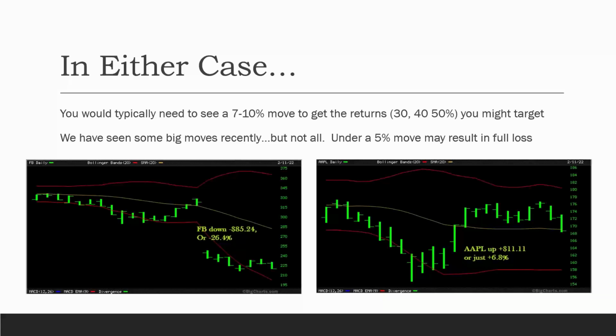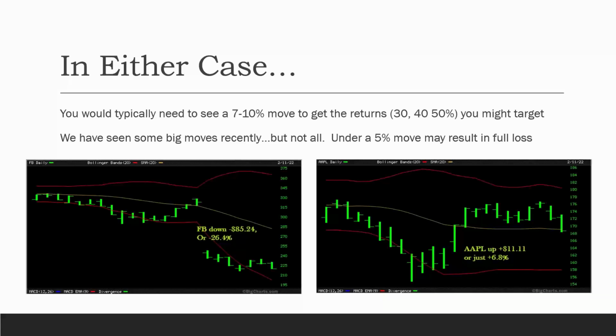Now, we have seen some big moves recently, of course, and we all know what we're talking about. On February 2nd, Facebook, Meta, is down 85.24, or 26.4%, due to loss of revenue and some other factors as well. Apple had a very strong earnings, and they were only up about 6.8%. Not too bad, but it's not really the profit you're trying to expect with this position.